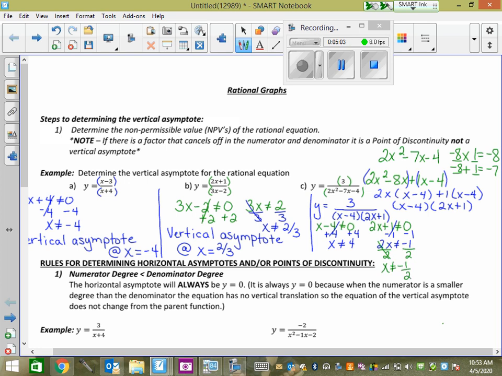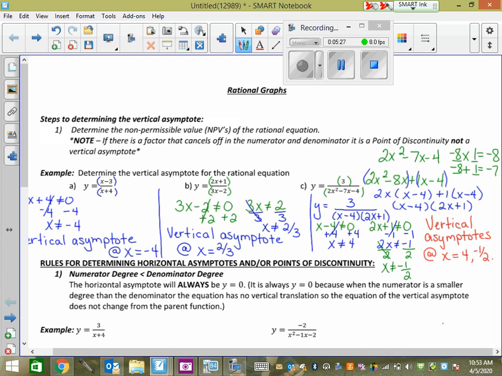So I have two vertical asymptotes because the graph doesn't exist in two places on the x, at 4 and at negative a half. So I have vertical asymptotes at x equals 4 and negative a half.